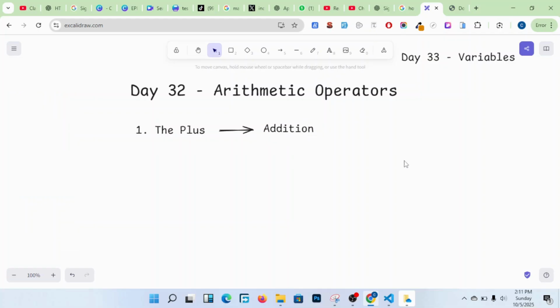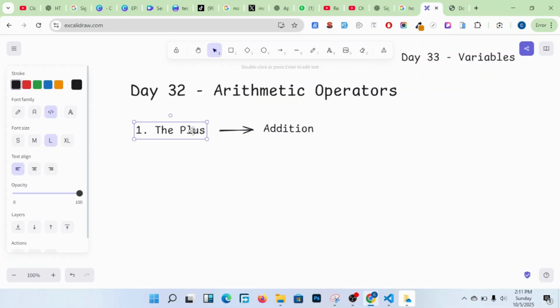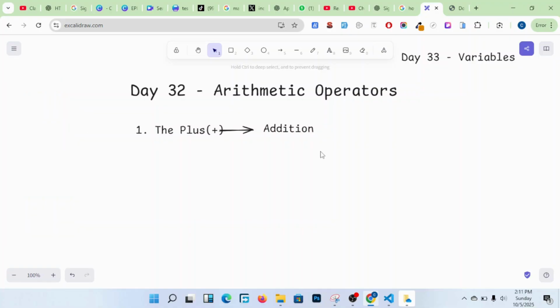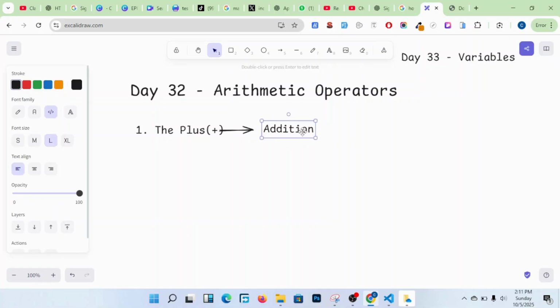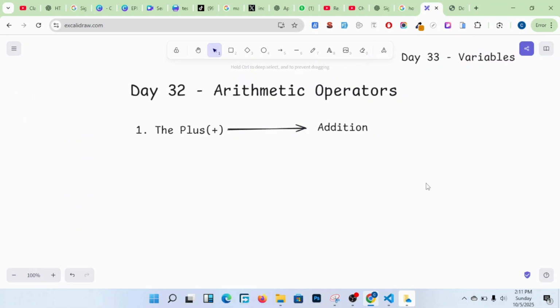So I'm going to use the arithmetic operator here, and it is the plus. It goes with a plus on it. That's how it looks, the plus, and even their addition.